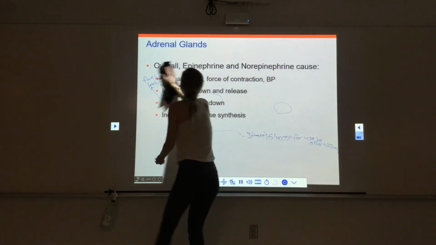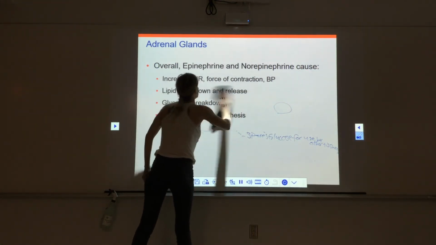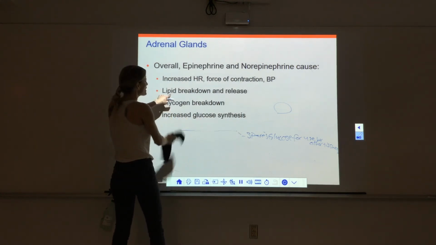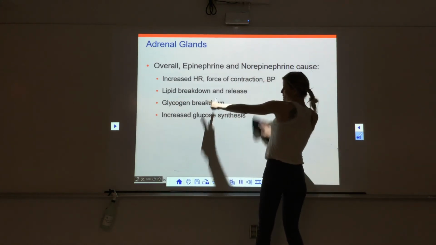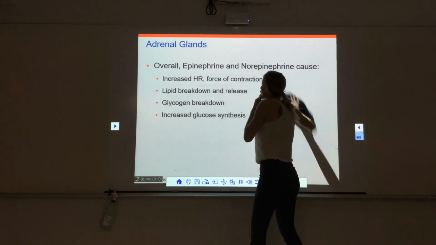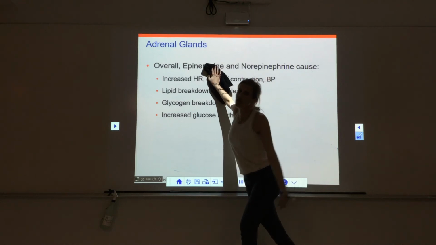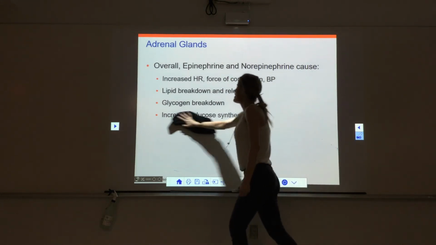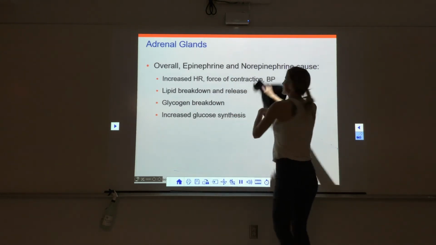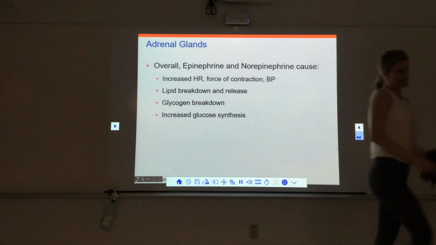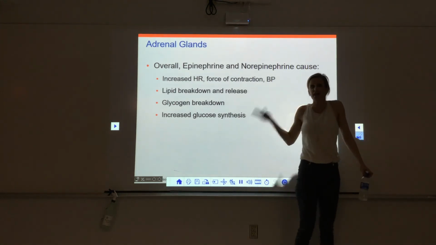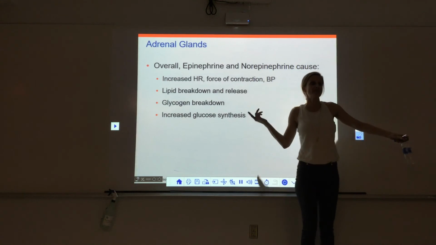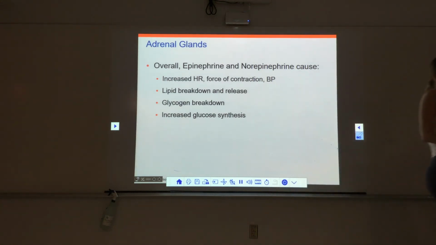Again, overall, epi and norepi cause an increased heart rate, force of contraction, blood pressure, lipid breakdown. What do we call that? Lipid catabolism. Glycogen breakdown, we call that glycogenolysis, like lysis. And increased glucose synthesis. What do we call that? Gluconeogenesis. Okay, so understand all of those terms and what they mean, because I could say increased glucose synthesis, or I could say increased gluconeogenesis. And so understand the terminology there.